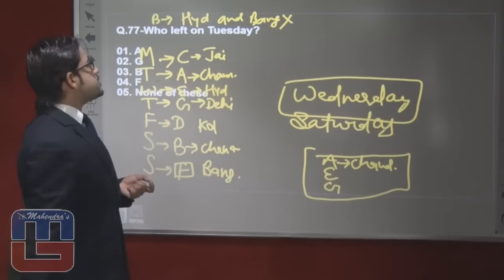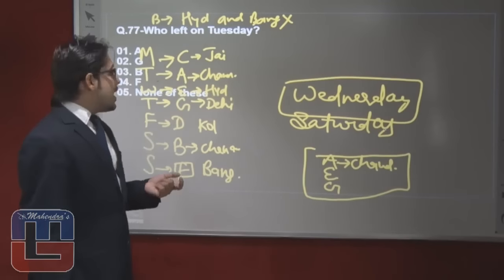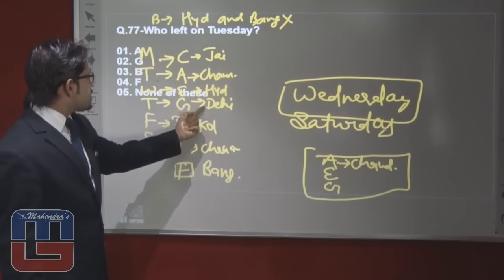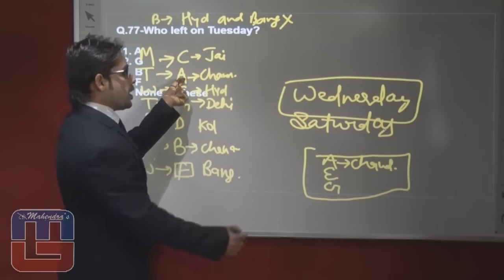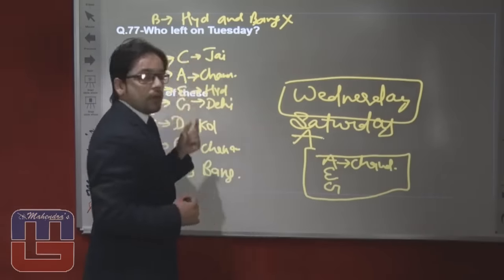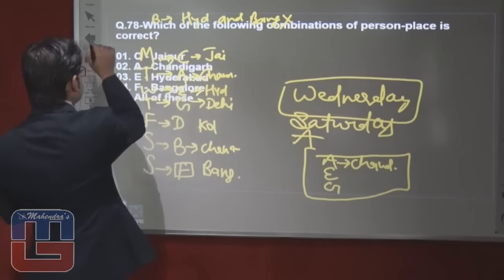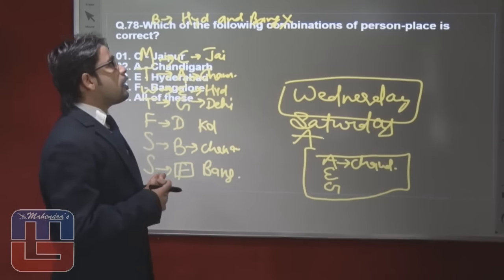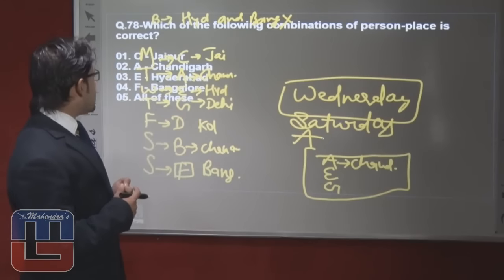Next question is who left on Tuesday? After watching this, you can say that A left on Tuesday. So answer of this question will be A. A left on Tuesday. Next question, which of the following combination of person place is correct?